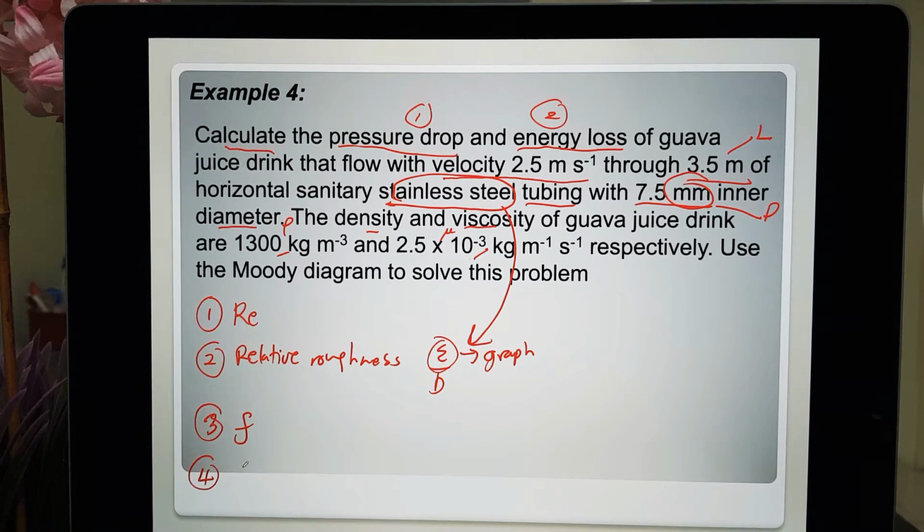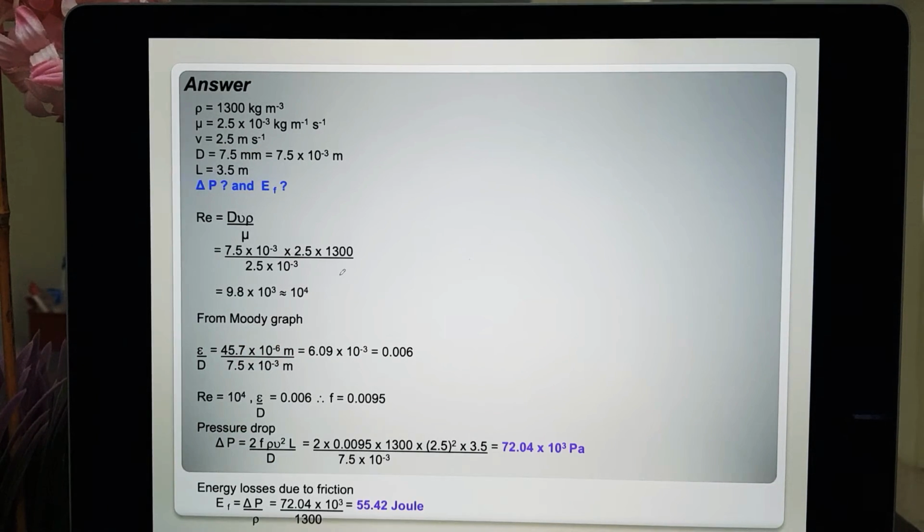Fourth is calculating the pressure drop, delta P. For the fifth step, you need to calculate the energy loss due to friction. So these are 5 steps that you need to calculate in order to solve this particular problem. And of course, it will involve the use of the Moody diagram. Do not wrongly use a different diagram.